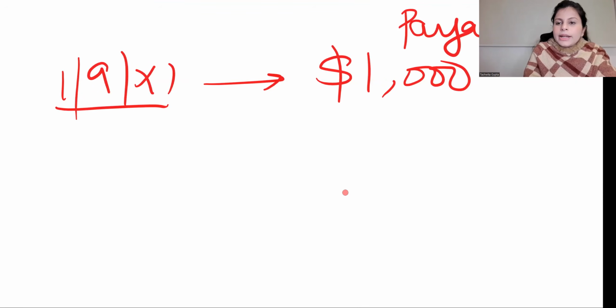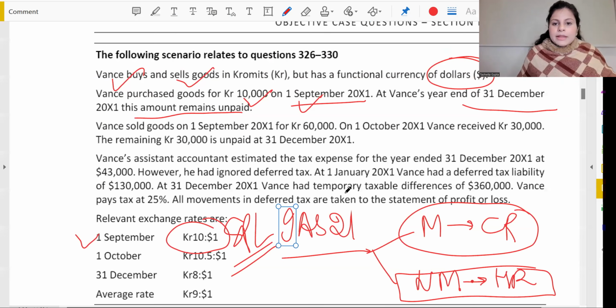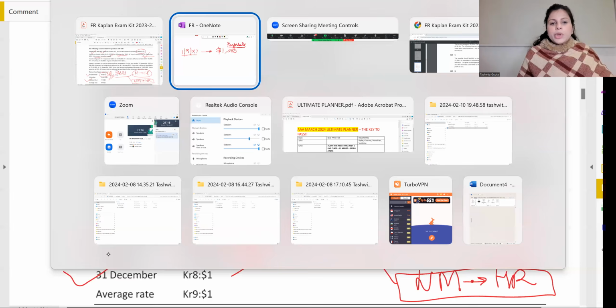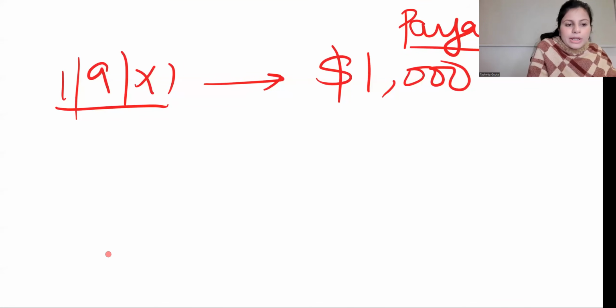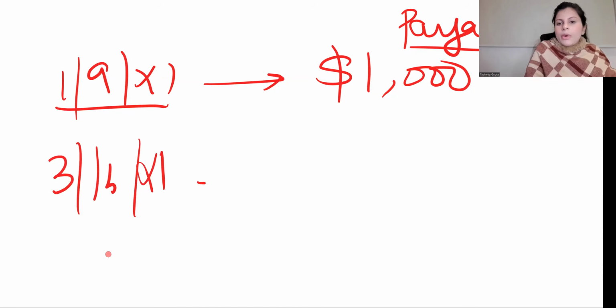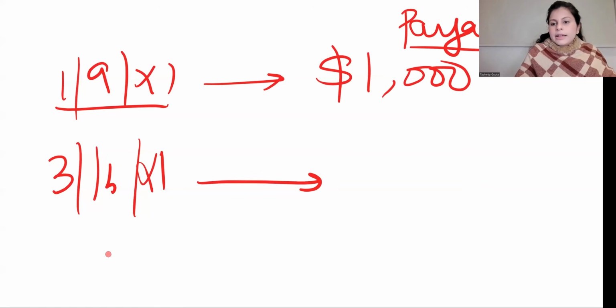But at the reporting date, it is still unpaid. So what's your reporting date in the question? The reporting date is 31st December. So you will take this at its closing rate now. What is the closing rate? $1 is equal to 8 Cromits. So at the reporting date, 31st December 2001, your payable will be reported at 10,000 Cromits divided by 8.